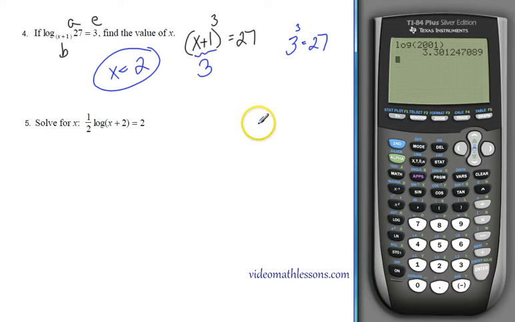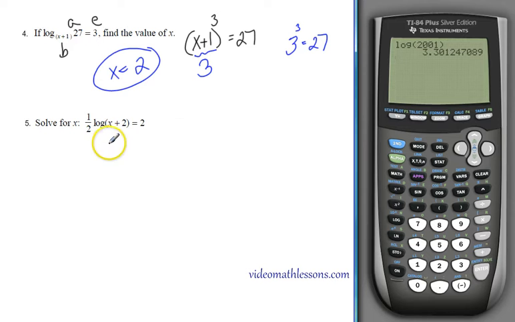Now let's take a look at number 5. It's a little more complicated here because I don't see a base on this problem. And not only that, they put a fraction in front. All right, so let's deal with first things first. Let's get rid of this fraction. Either I could multiply by 2 on both sides to make this cancel and go away, and I would have a 4 over here, or I can divide by a half, and 2 divided by a half would still be 4.